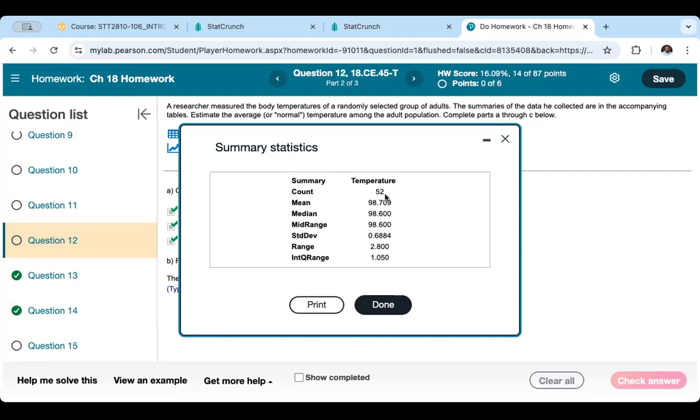To do that, we need the count, which is n. So our n is 52. We need the mean, which is the sample mean, 98.709. We also need the sample standard deviation, which is S. I have told you that S is a symbol used to represent sample standard deviation, so you should always know that. So S is 0.6884.